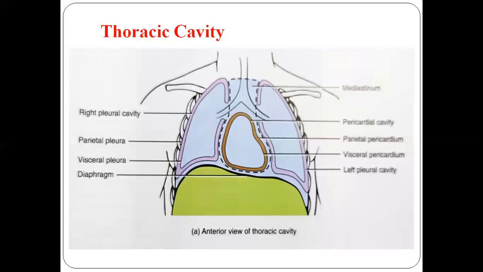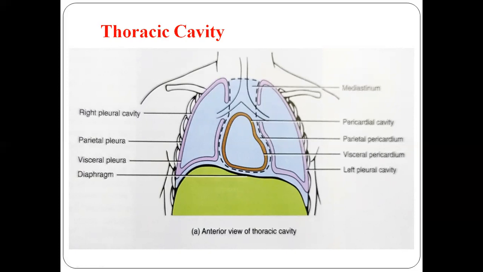So here we are seeing the thoracic cavity. The major body cavities of the trunk are the thoracic and the abdominopelvic cavity. Now the thoracic cavity or the chest cavity is formed by the ribs, the muscles of the chest and the sternum, and the thoracic portion of the vertebral column. Now, within the thoracic cavity is the pericardial cavity. As you can see, there is a pericardial cavity.